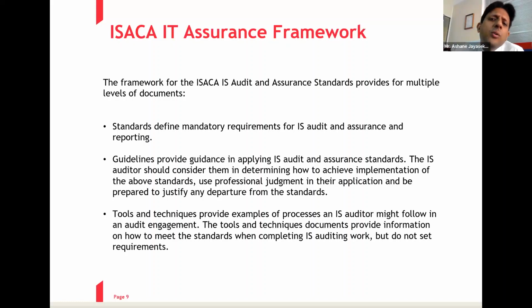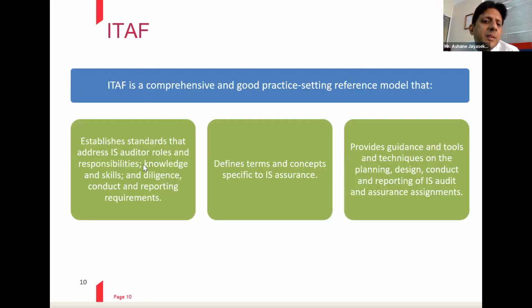Now, if you follow this framework, it will ensure that the IS Audit Department's roles and responsibilities are properly defined. It will tell you what knowledge and skills are required. It will tell you how the audit needs to be done and how the reports need to be prepared. It will also give you various definitions in the glossary, terms and concepts specific to IS assurance, and provide a whole host of tools and techniques, maybe for data analytics or something else, which could be useful. So all this guidance is available.